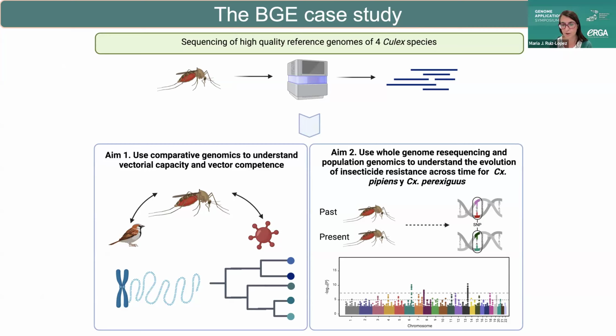And in this case, we are using whole genome resequencing and population genomics to understand the evolution of insecticide resistance across time for Culex pipiens and Culex perexiguus, where we are going to be looking at signatures of selection and selective sweeps, specifically, and candidate genes for insecticide resistance. So this is a little summary of the project that encompasses two very different approaches to a similar question.